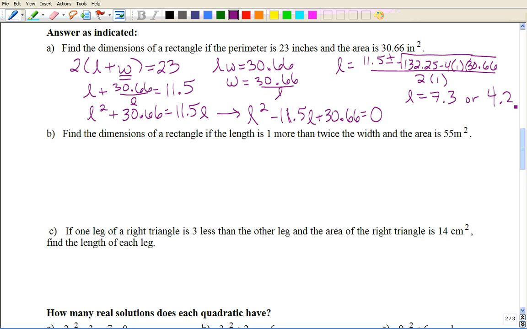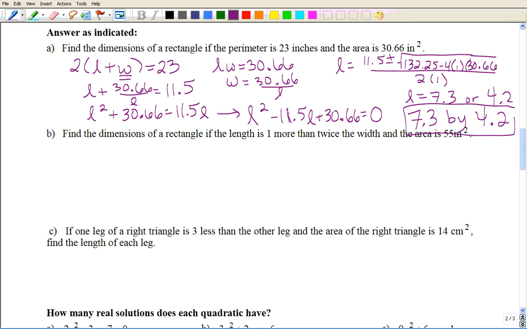And that may concern you, because then you think, well, do I have two different sets of dimensions that work here? But if I have the 7.3 or the 4.2, it doesn't matter which one we use. If we plug it back in to solve for W, we'll get the other answer. So the dimensions are 7.3 by 4.2, and that would be in inches.